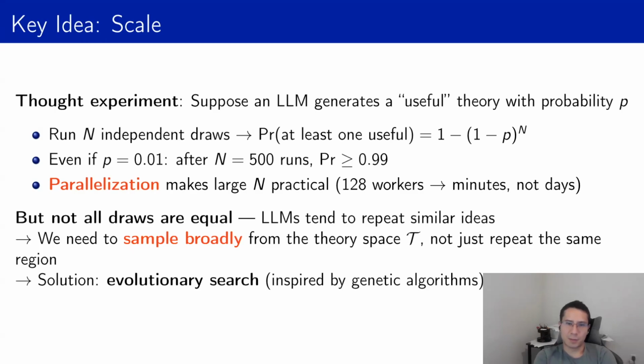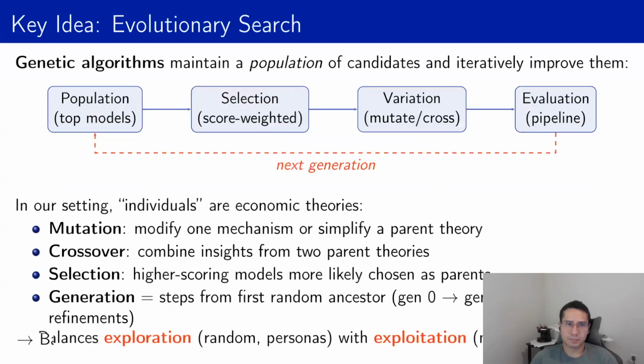But then not all draws are equal. The thought experiment assumes independence, but maybe LLMs tend to repeat similar ideas. So what we need is to sample broadly from the theory space, not just repeat the same region, right? The solution is going to be evolutionary research, and I'll speak a little bit about how to generate diverse initial ideas. So basically, the idea is evolutionary research.